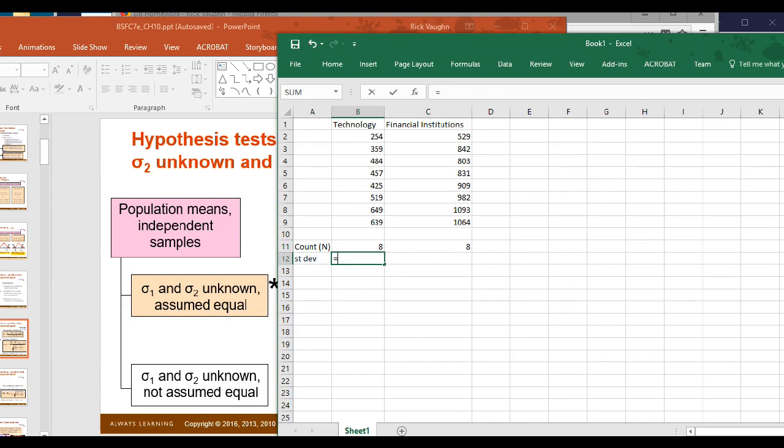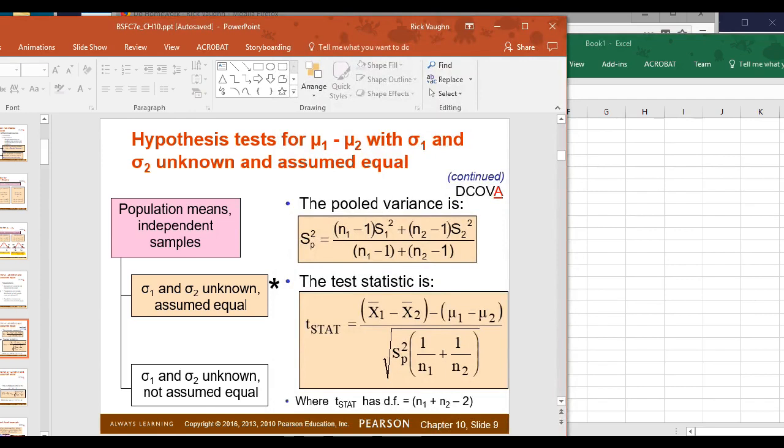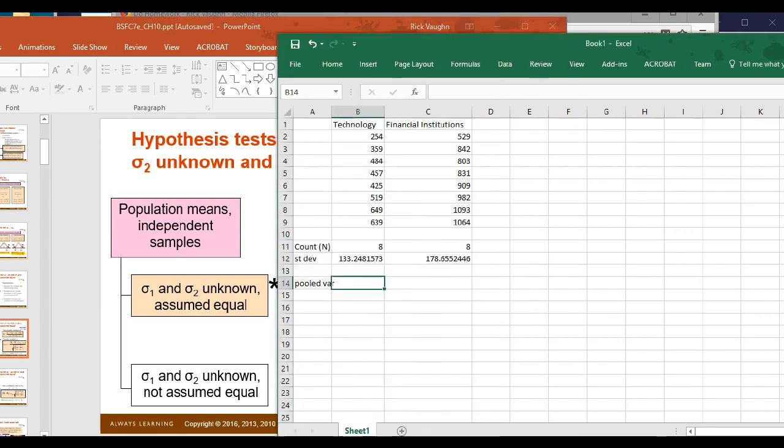So remember, the sample standard deviation equals STDEV.S, and we'll click and drag to find the sample standard deviations. And then once again, I should be able to just drag this over and use the autofill to get the other sample standard deviation. All right, so now we're ready to find the pooled variance. We're going to be following this formula here, just like we did in the last video. So we'll do equals, parentheses for the numerator.